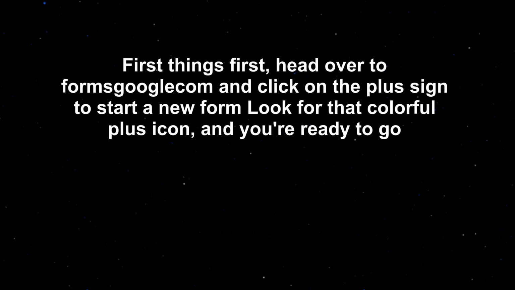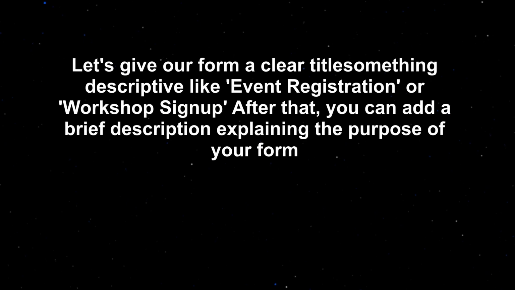First things first, head over to forms.google.com and click on the plus sign to start a new form. Look for that colorful plus icon, and you're ready to go. Let's give our form a clear title, something descriptive like event registration or workshop signup. After that, you can add a brief description explaining the purpose of your form.